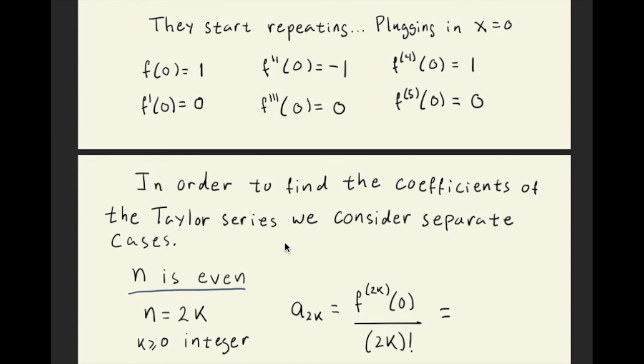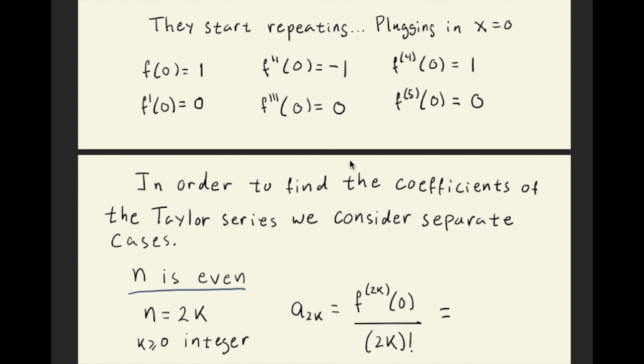If n is even, then we can write n as 2 times some positive integer, right? So what is a of an even number n? a_2k is f^(2k)(0) divided by (2k) factorial, where 2k is equal to n. So a_n is the nth derivative divided by n factorial, but n is equal to 2k now because we're assuming n is an even number.